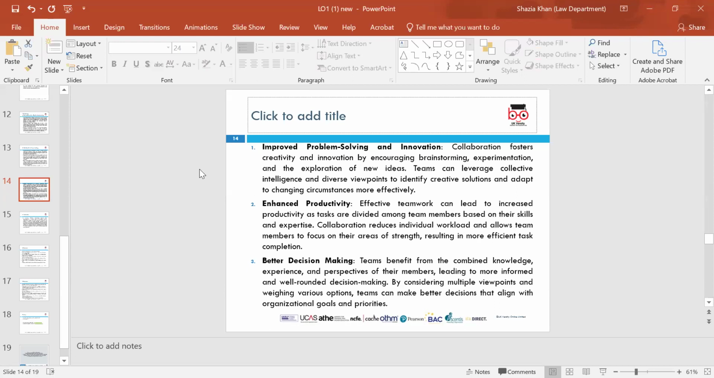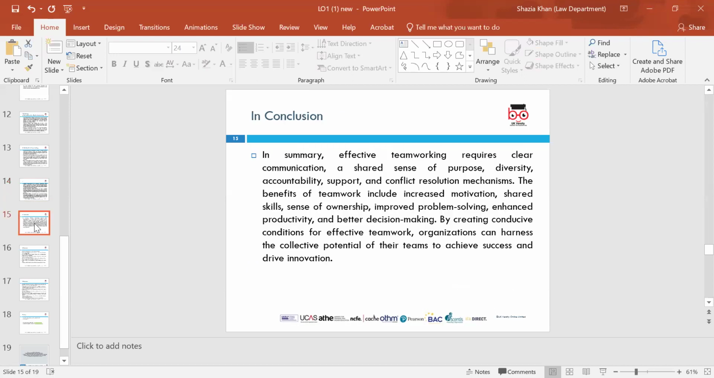Better decision making. So teams benefit from the combined knowledge, experience, and perspectives of their members, leading to more informed and well-rounded decision making. By considering multiple viewpoints and weighing various options, teams can make better decisions that align with organizational goals and priorities.